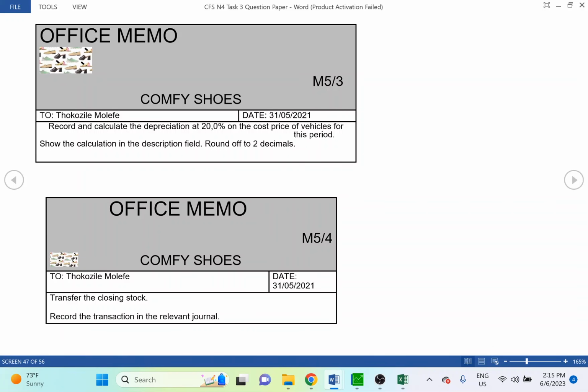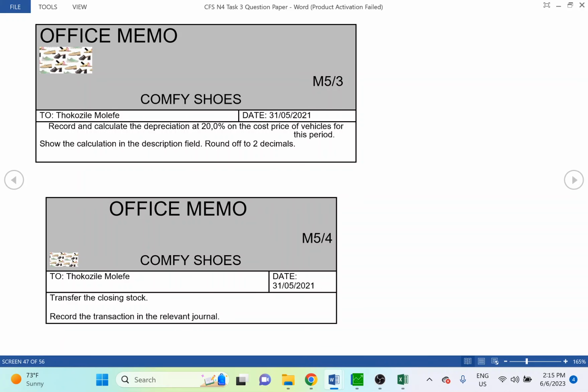Next one, directed to Thokozile Molefe. It's M5/3. Record and calculate depreciation at 20% on the cost price of the vehicle for this period. Show the calculations in the description field. Round off to 2 decimals. For this one, we're going to use General since we do not have a depreciation journal.